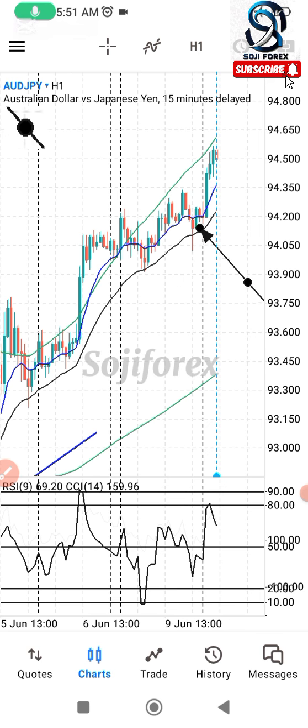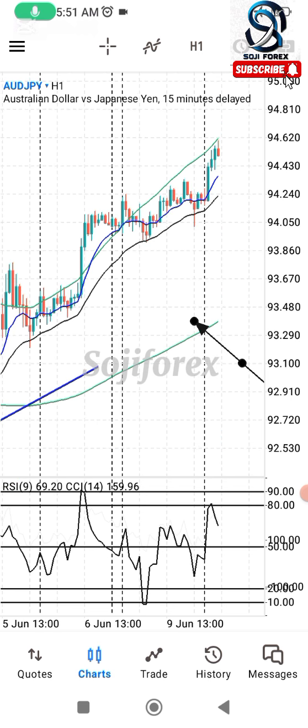Here again we have another beautiful entry. Here is a pin bar. This is a pin bar candle formation. You can see this pin bar closes above the moving average.